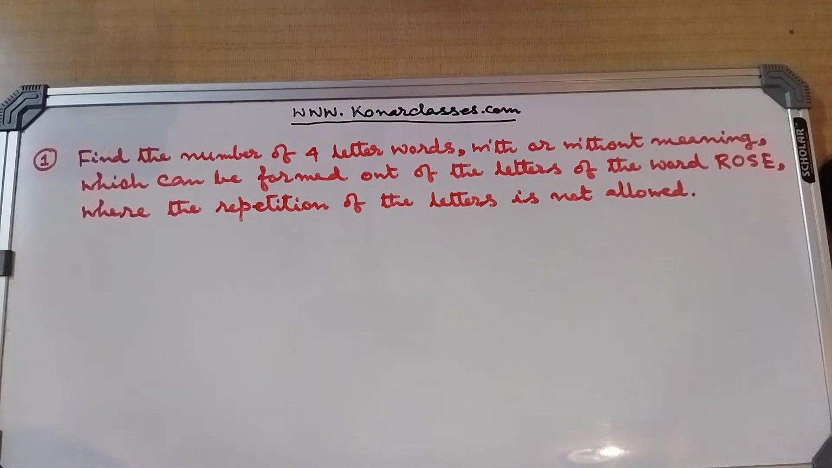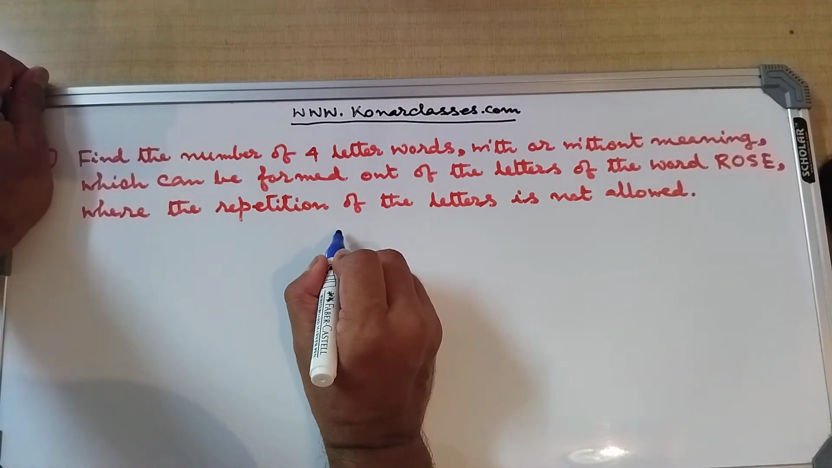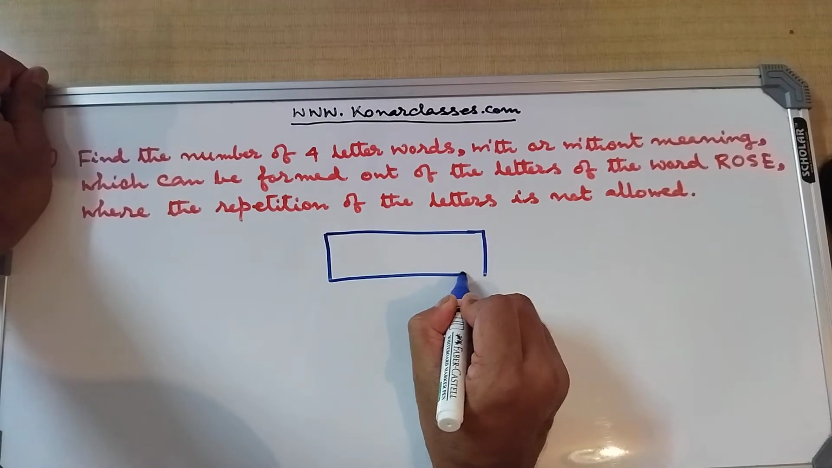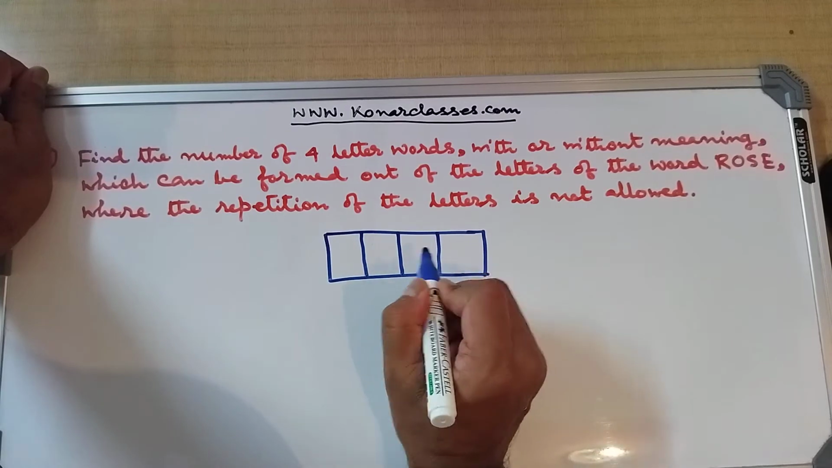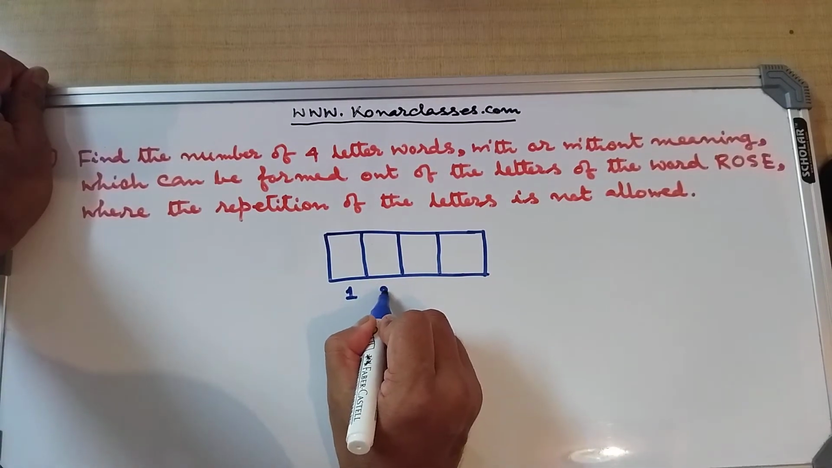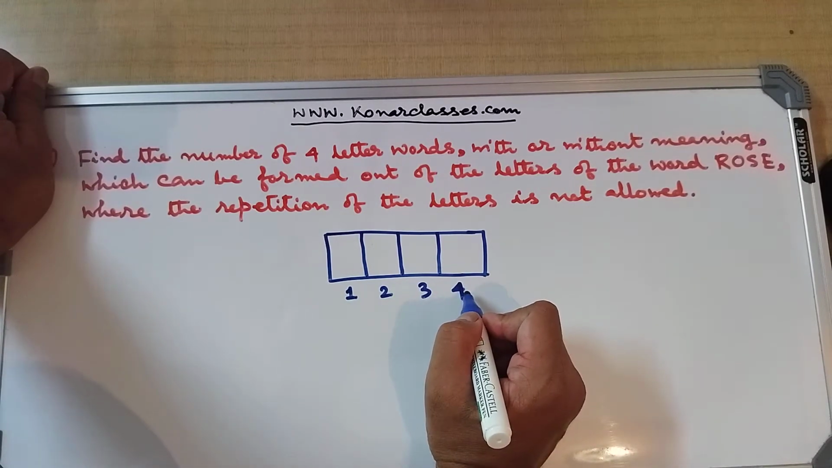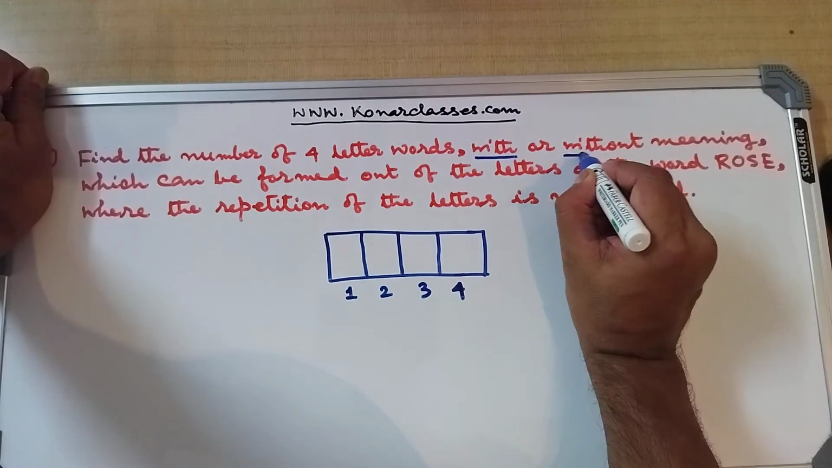So let us see how we can approach this question. If we look into this, there are 4 places for the letters. Suppose this is the first place, this is the second place, this is the third place, and this is the fourth place.